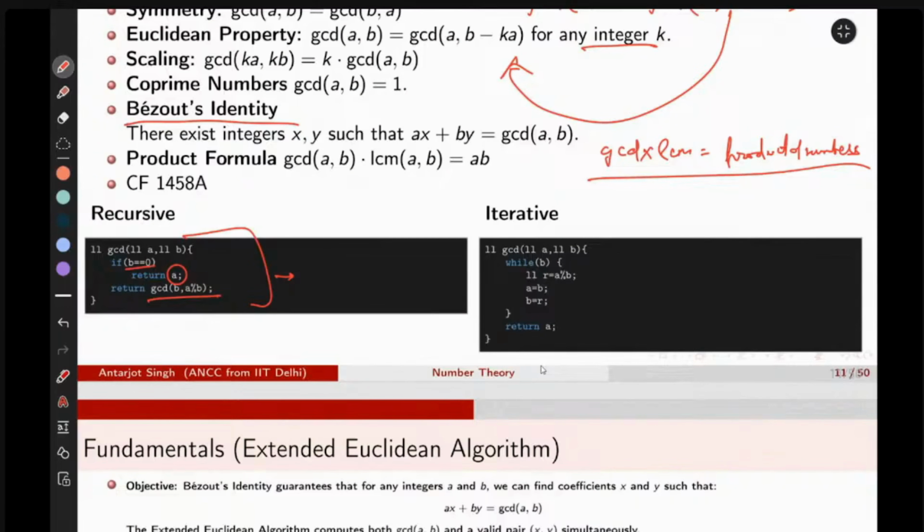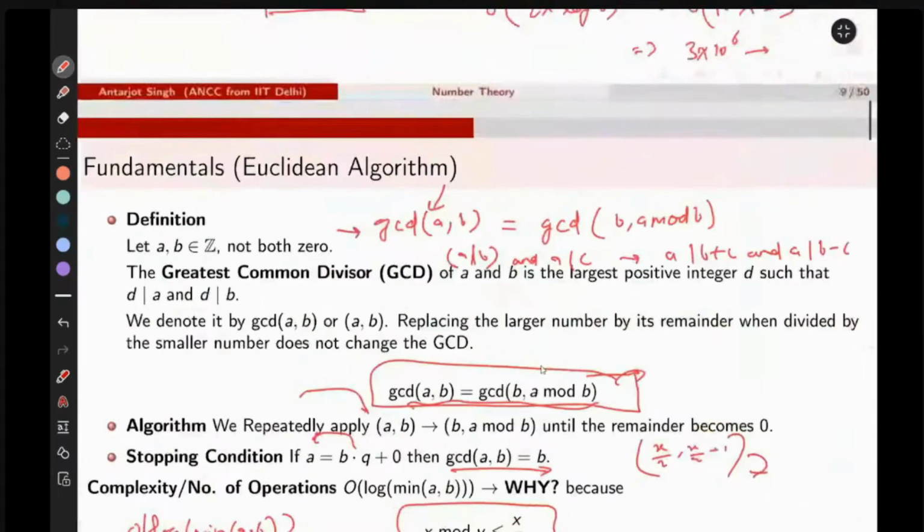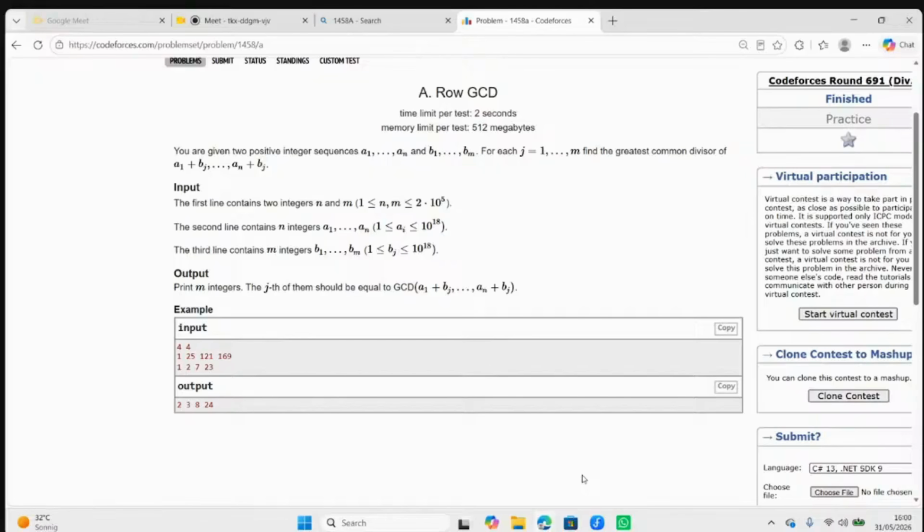So we are going to cover one problem on this. Is the GCD clear, by the way? Yes, sir. Yeah.